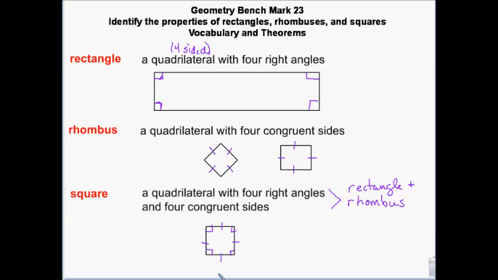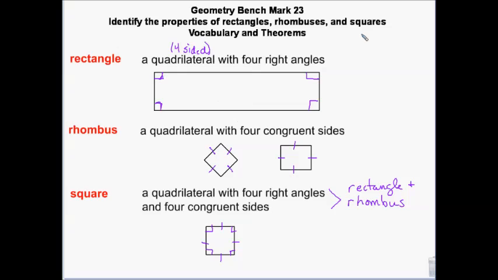Okay, so every square is a rectangle, but not every rectangle is a square. And every square is a rhombus, but not every rhombus is a square. Because the rhombus angles can be kind of anything, as long as the sides are all the same. Whereas a square has to be 90-degree angles, just like a rectangle.